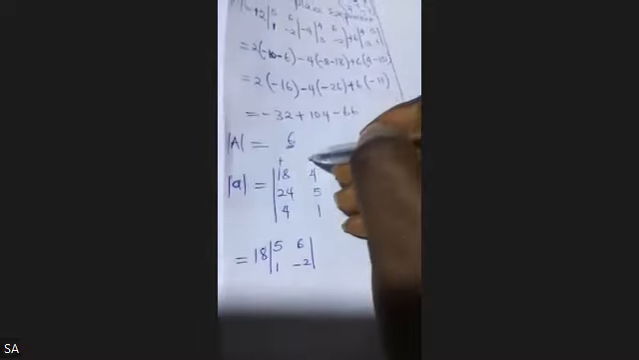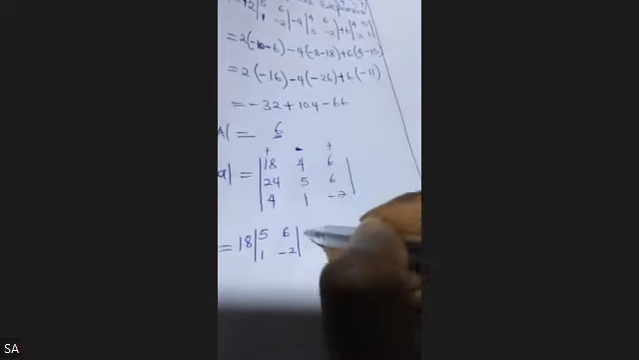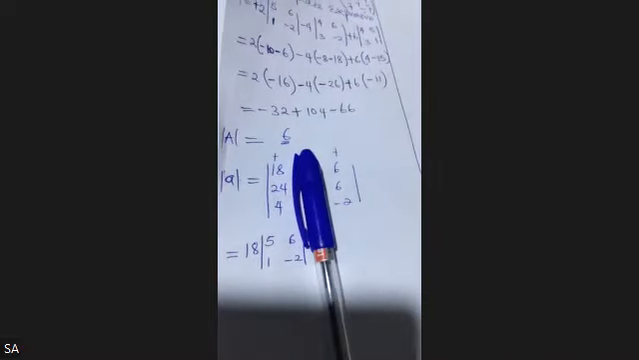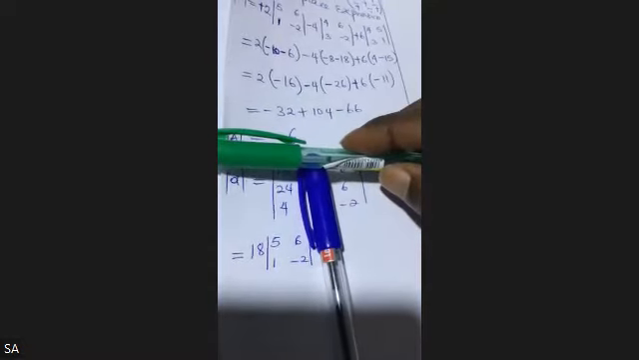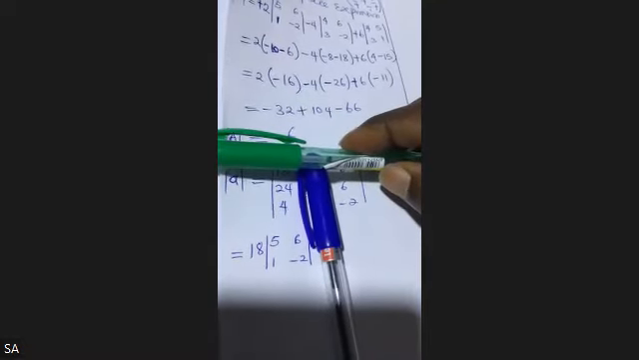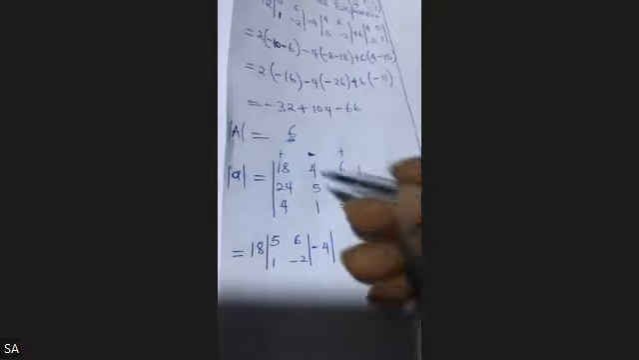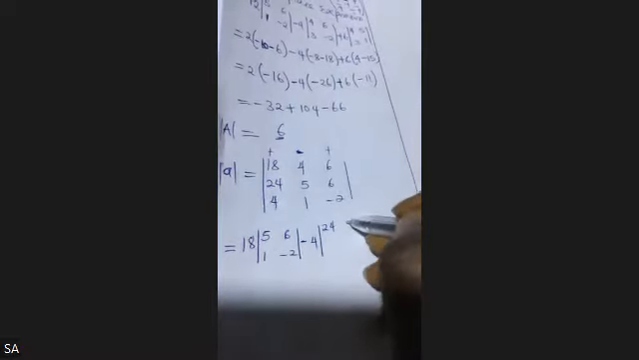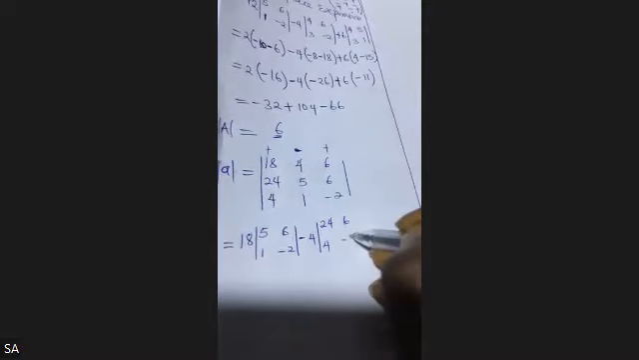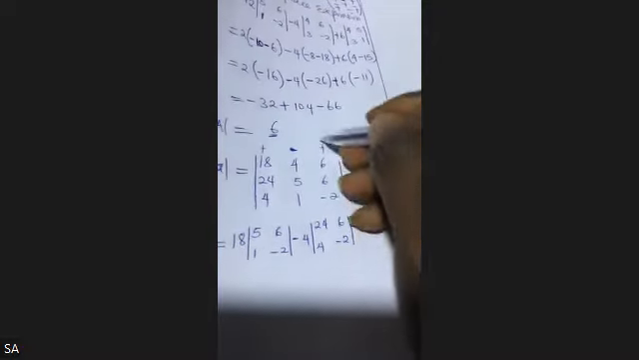Then next, minus, I'll pick minus 4. This is minus 4. Block this, then you also block this. So we have 24, 6, 4 minus 2. Then the next one is plus 6.